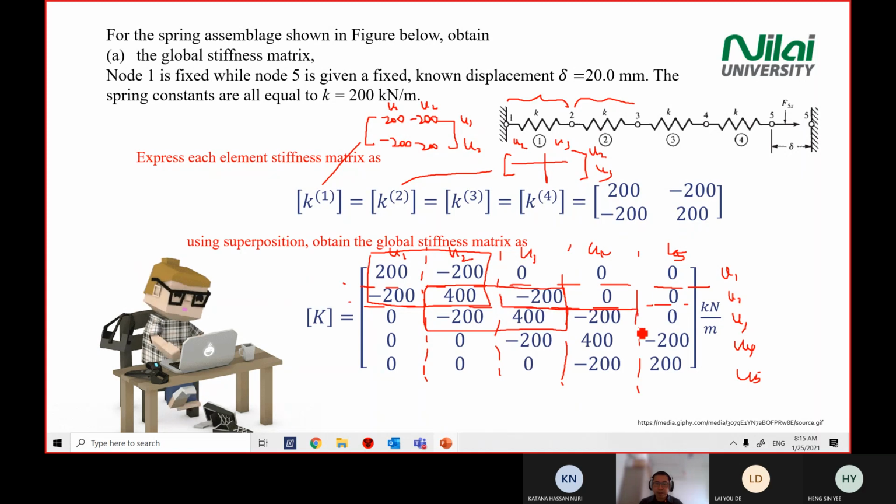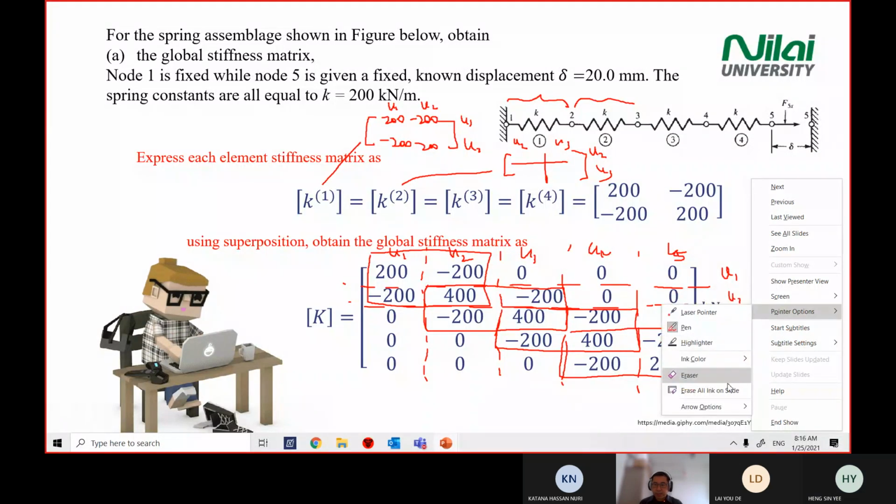Then same, you put in the third element and fourth element. Okay. Any question for these slides? Any question for the superposition method? Anything that doesn't sound logical to you? Singy, is it okay for you? You understand? Yes. Okay, good. Right, we move to the next slides.